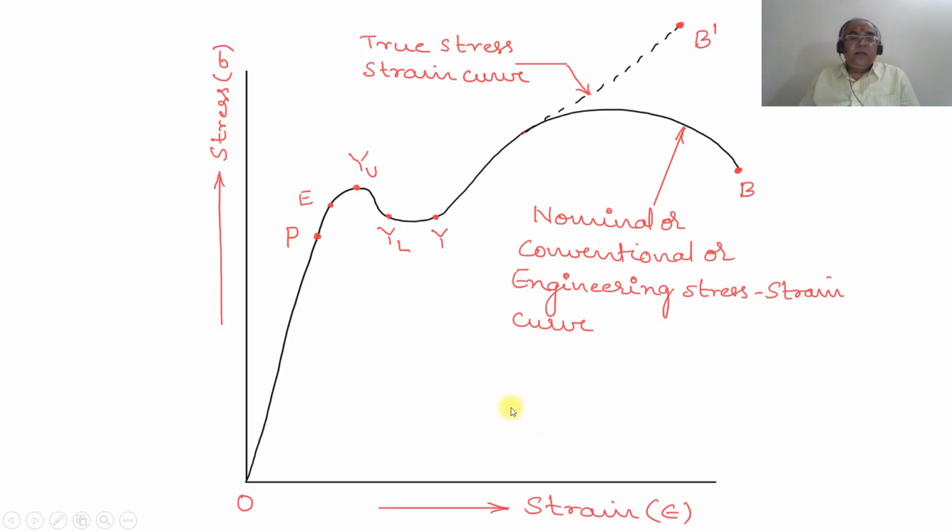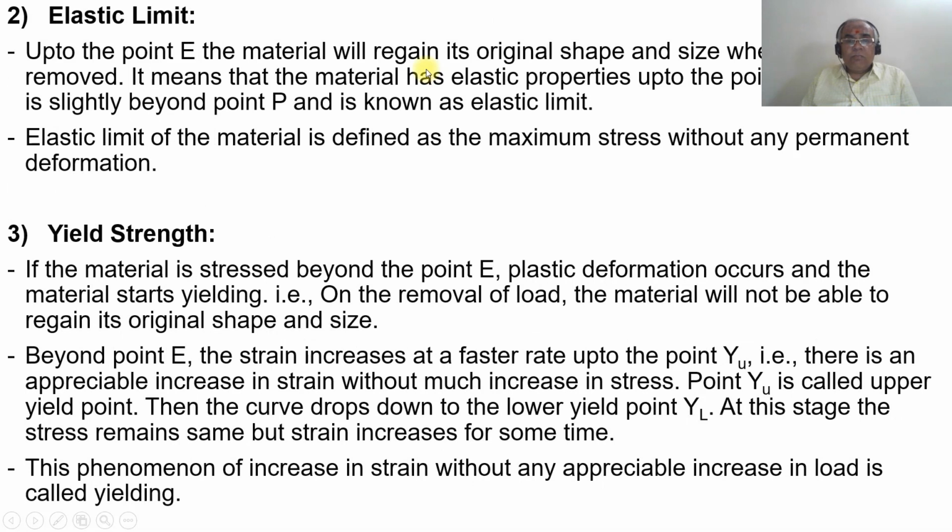So here, beyond the application of further increase in load, there is an appreciable increase in the strain, but without much increase in stress. That is YU. So, appreciable increase in strain without much increase in stress. Therefore, point YU is called the upper yield point.